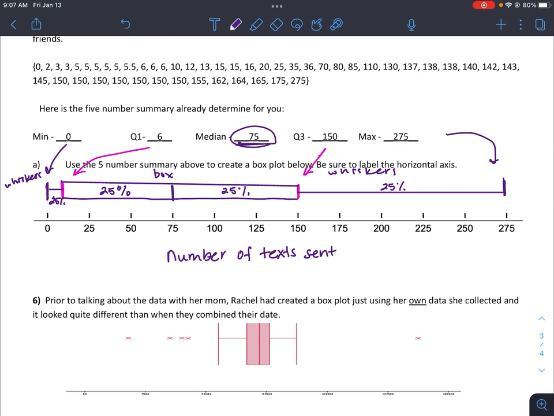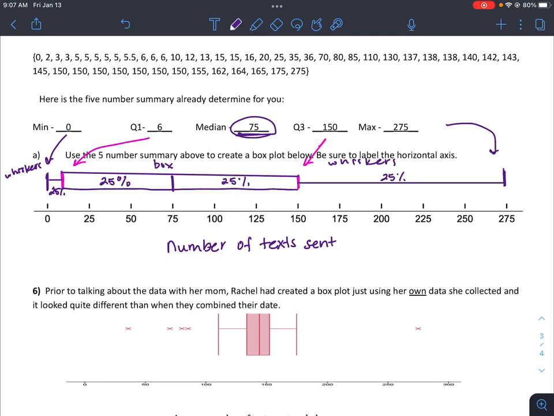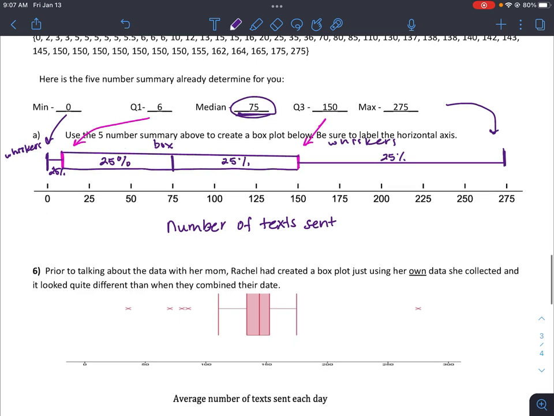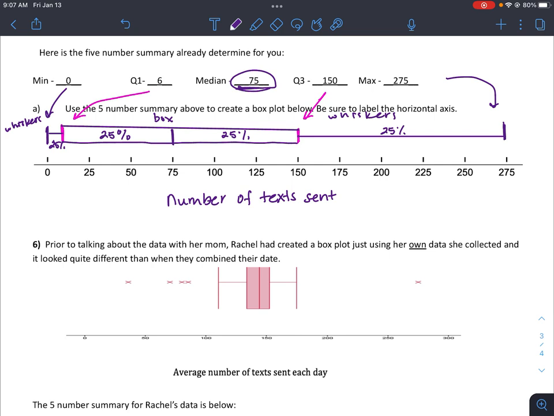Okay, so if you need to pause the video, pause it. Sometimes you're going to be just looking at them. Sometimes you're creating them and that sort of stuff. This is called a box plot. Now, a modified box plot is what we have looking at number 6.